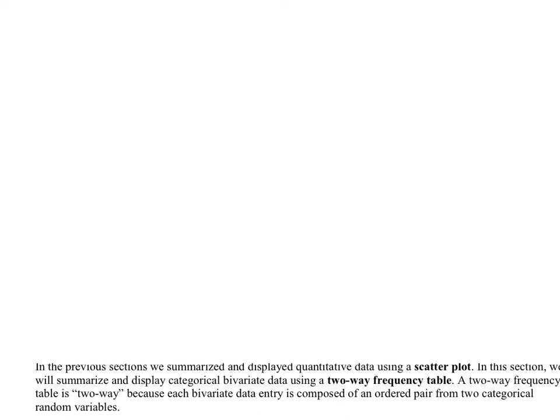In the previous sections, we summarized and displayed quantitative data using a scatter plot. In this section, we will summarize and display categorical bivariate data using a two-way frequency table. A two-way frequency table is two-way because each bivariate data entry is composed of an ordered pair from two categorical random variables. Well, as it turns out, that's our objective for this entire unit, is just that you guys can be able to do and make two-way frequency tables.